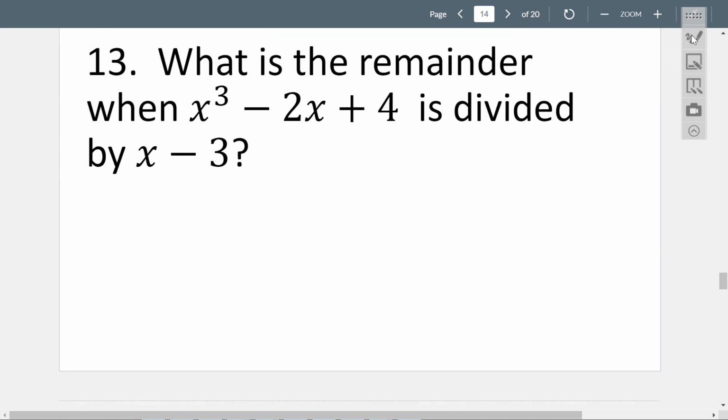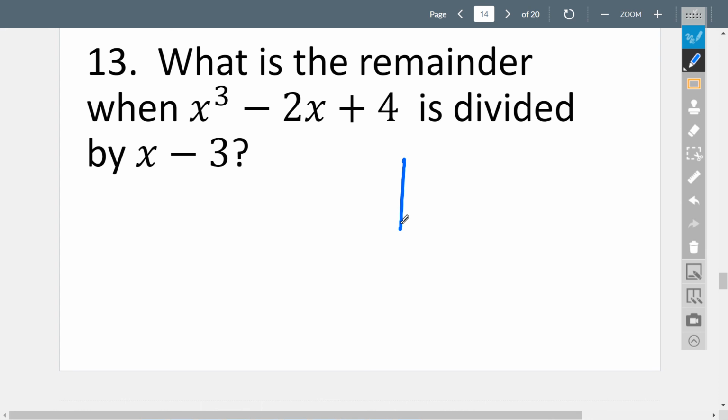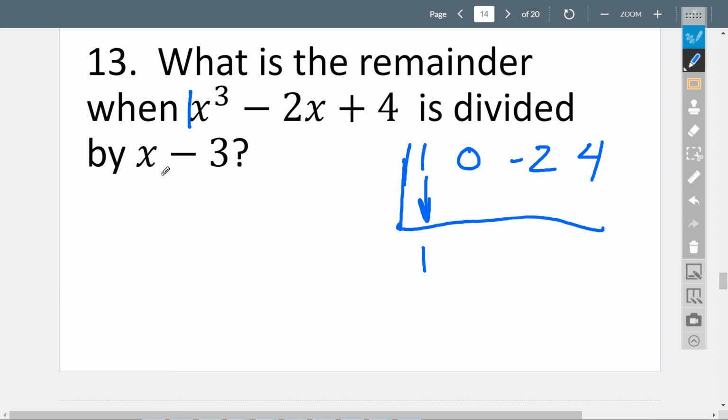What is the remainder when this is divided by x minus 3? So we would have to use synthetic division here to find our remainder. So my coefficients are 1. There's no x squared term, so that's 0. The x term is -2, and then 4. The 1 comes down, and we're dividing by x minus 3, so we'll put positive 3 on the outside.